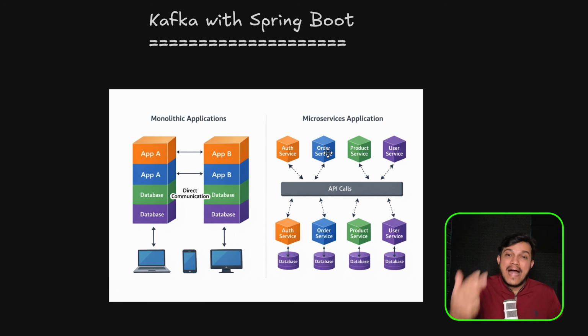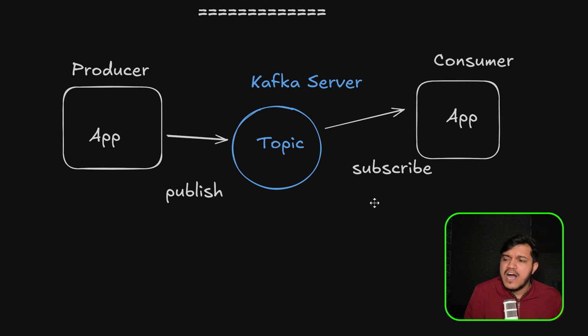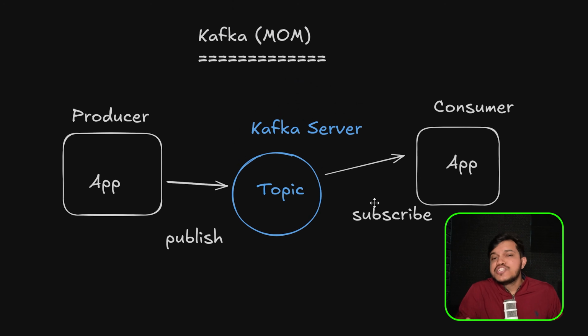It follows a pattern called producer consumer, where it will introduce a middleman called a message broker. There are many examples: RabbitMQ, we have Apache Kafka, and here we are going to talk about Apache Kafka. So what exactly happens in Kafka? It follows something called the publisher subscriber model. What do I mean by that?